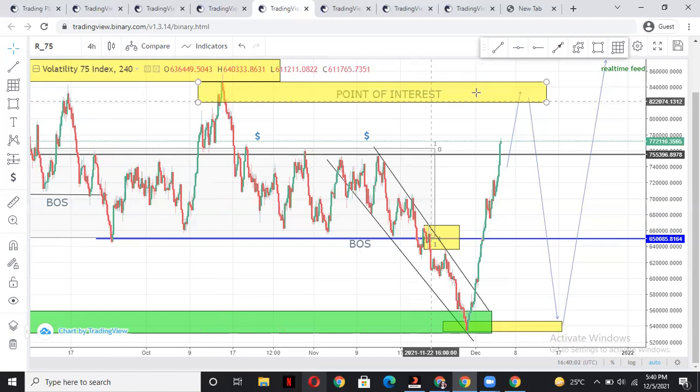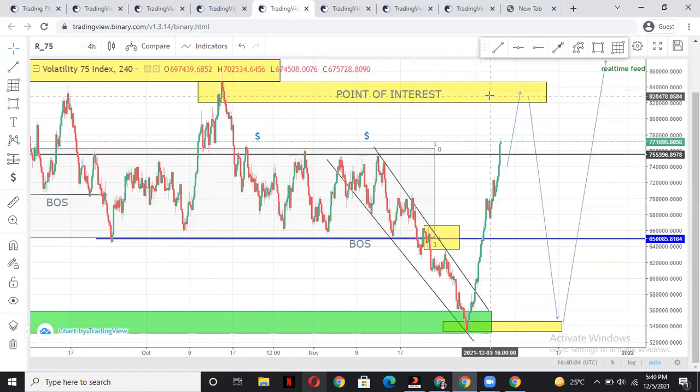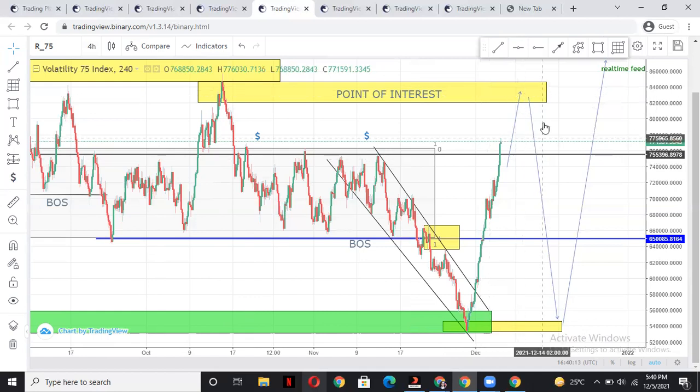Probably price will give me some kind of sell momentum there, like in form of giving me a sell pattern or a break of structure to the downside. And if it's not happening on this, because this momentum is very strong, and from what we are seeing, look at this, this is a very strong resistance area.